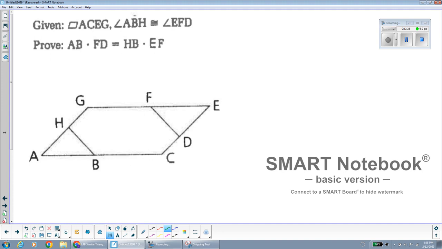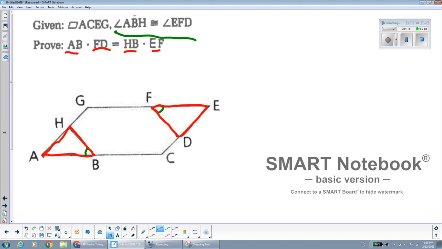Okay, so we have a parallelogram ACEG, and we're told that angle ABH is congruent to angle EFD. And we're proving that AB times FD is equal to HB times EF. So I see the two triangles that we're focusing on. And in this diagram, in fact, those were the only two triangles present. So I know my plan is going to be to prove these two triangles similar, then to prove a proportion, and finally I'll be able to prove the product that I want.